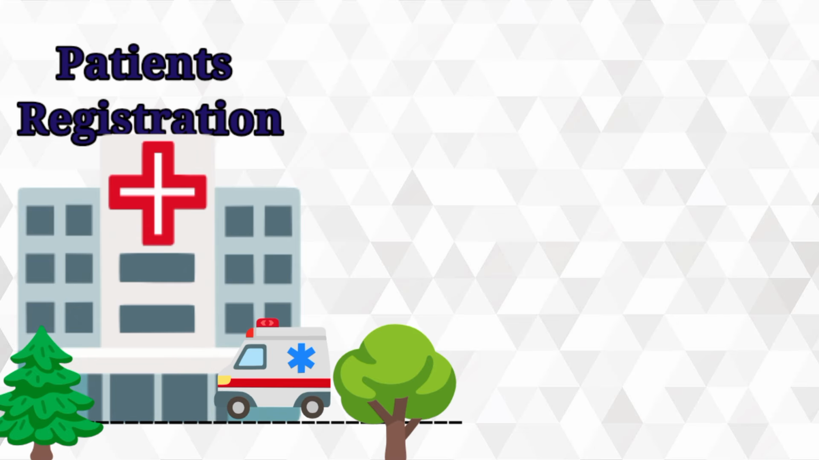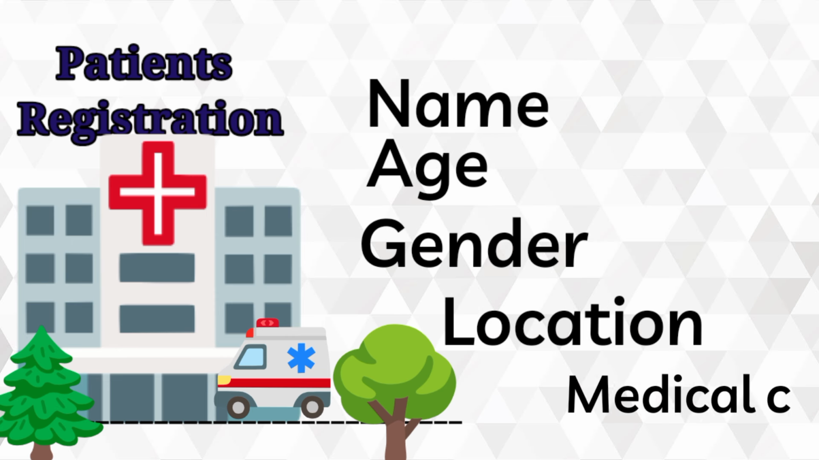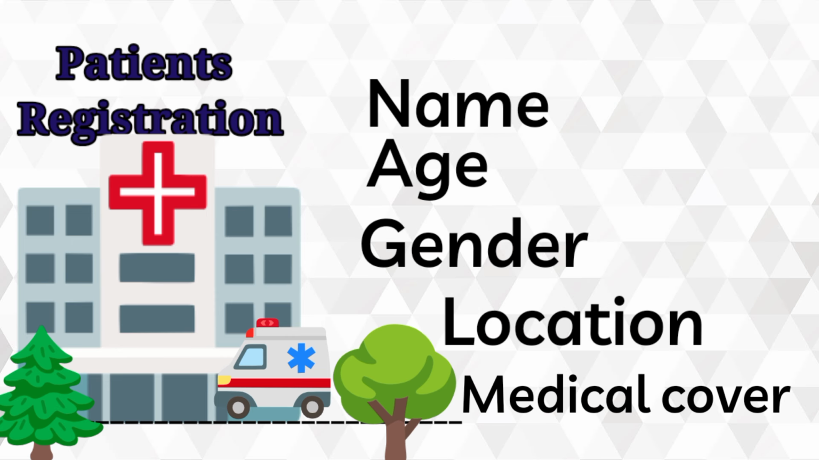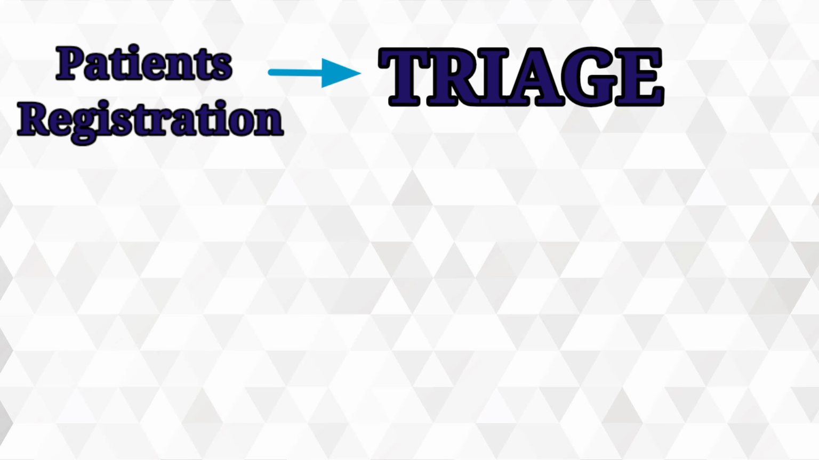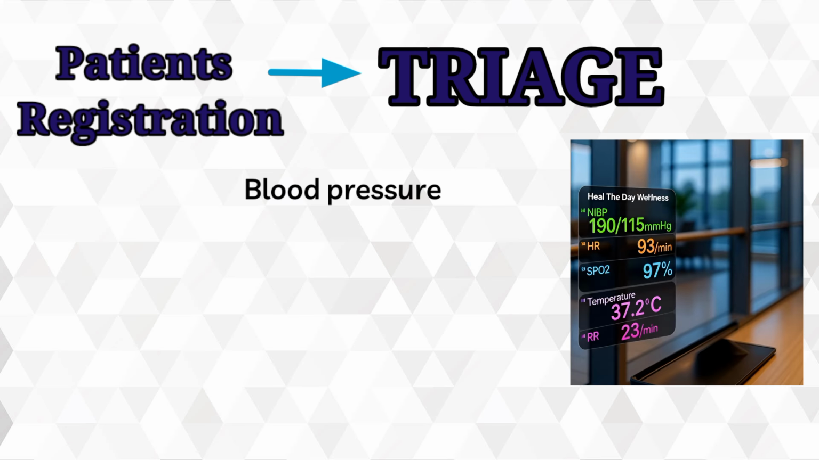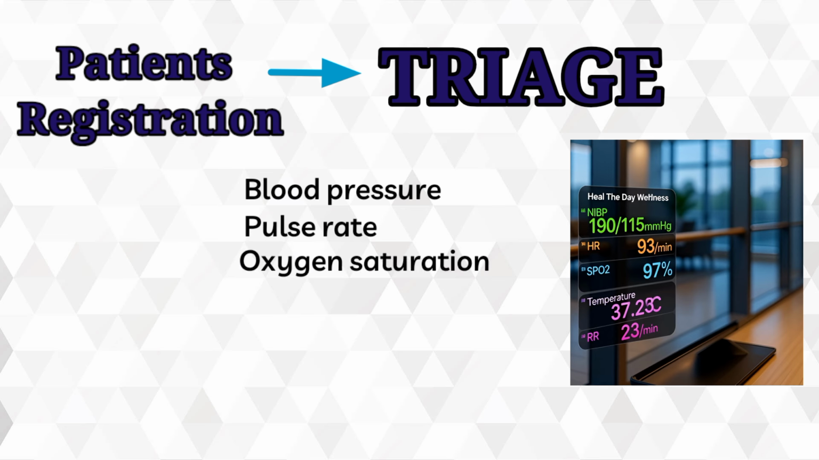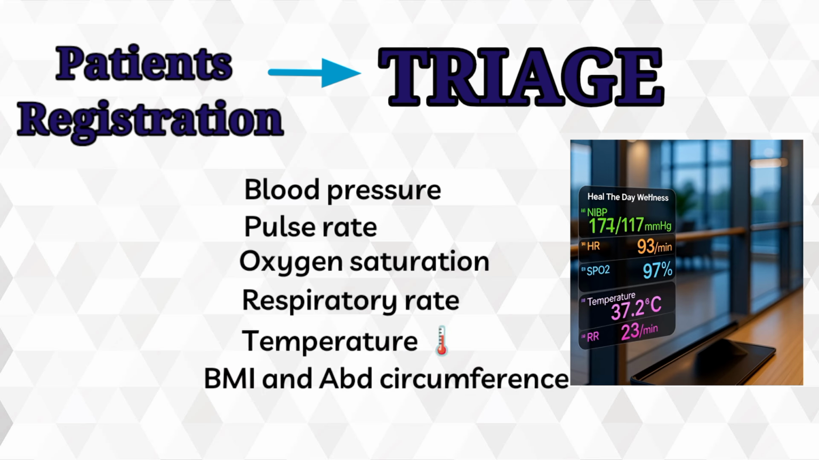Upon the patient's arrival at the healthcare facility, the process begins with the patient's registration to gather their basic information such as the name, age, gender, location, and medical cover. After that, the patient is taken to the triage area where there is measurement of their vital signs such as the blood pressure, the pulse rate, oxygen saturation, respiratory rate, temperature, body mass index, and abdominal circumference.